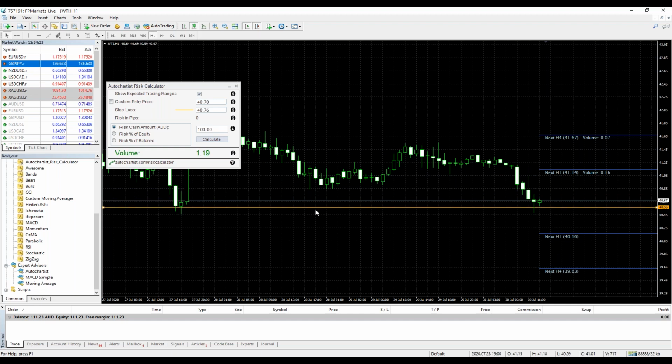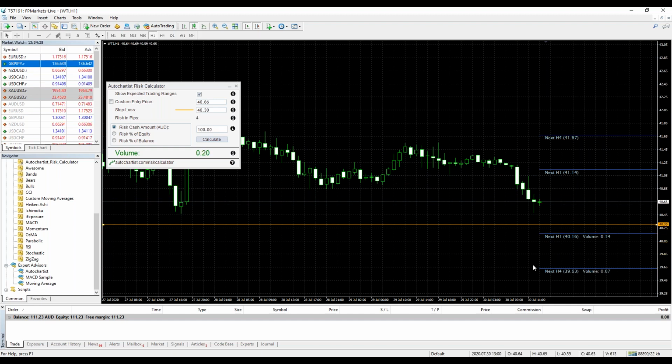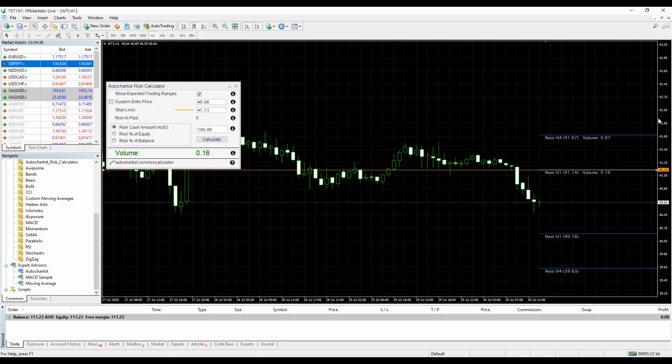There's a little shortcut. If I'm trading long, obviously then my volumes go over here. But I really want you to have a look at that risk calculator to make sure that you're using it along with the expected price range movements.